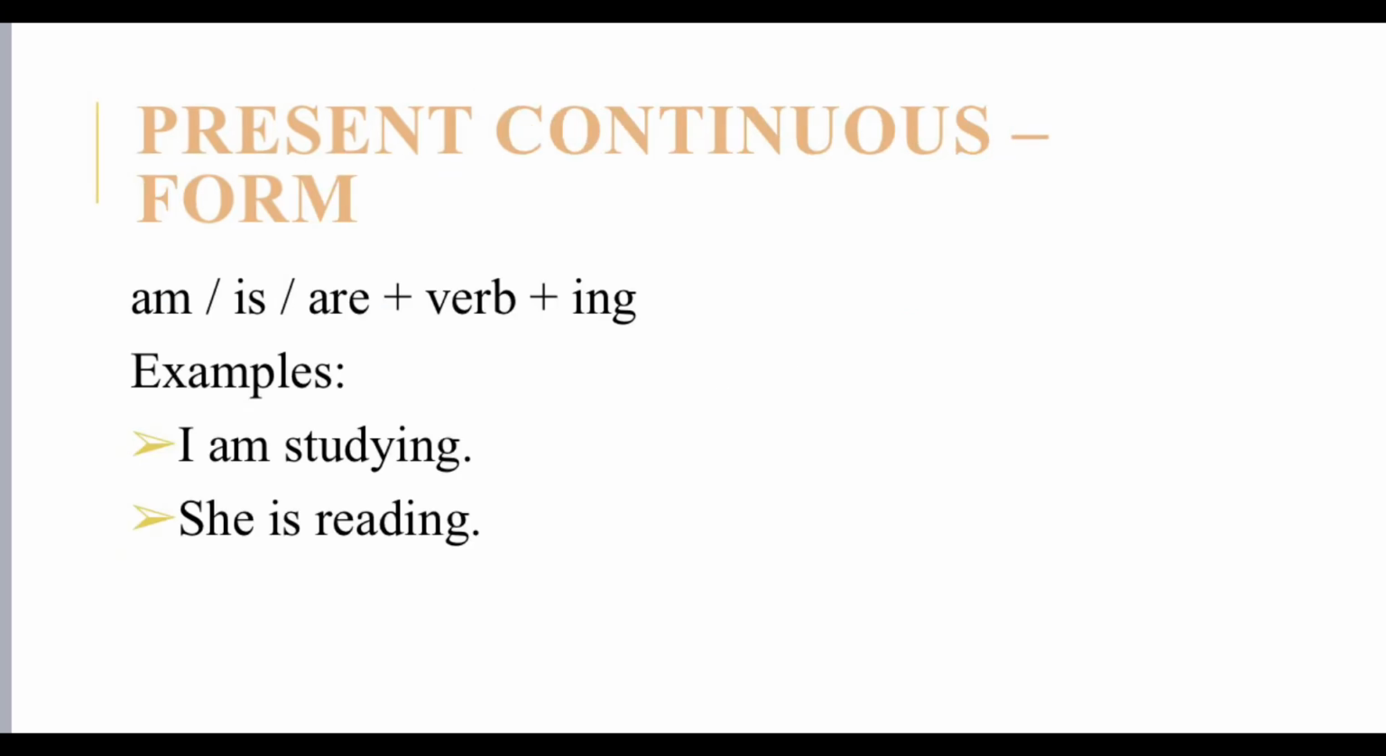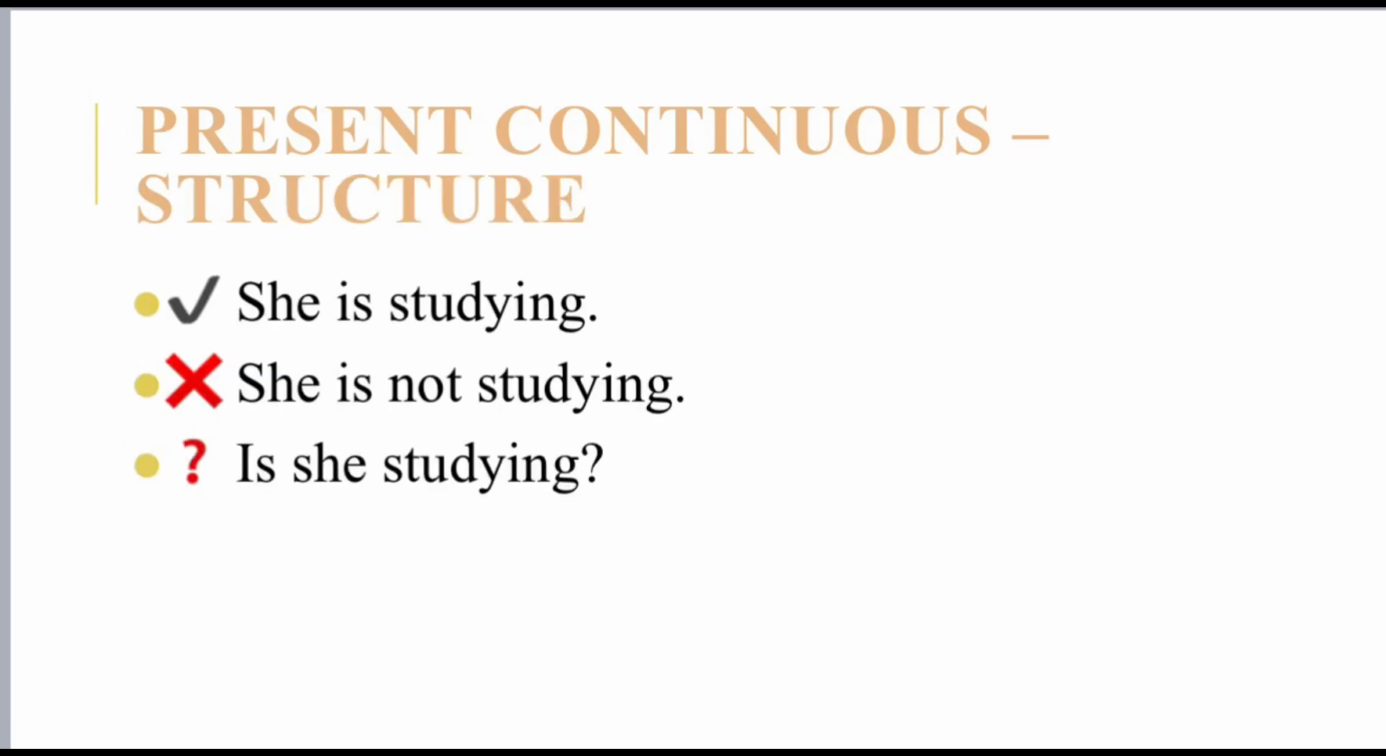Now let's move to the present continuous. The form is am or is or are plus verb plus ing. For example, I am studying. She is reading. So we always need the verb to be plus the ing form. Let's see the structure. Positive, she is studying. Negative, she is not studying. Question, is she studying? Again, remember, the verb to be is always necessary in this tense.